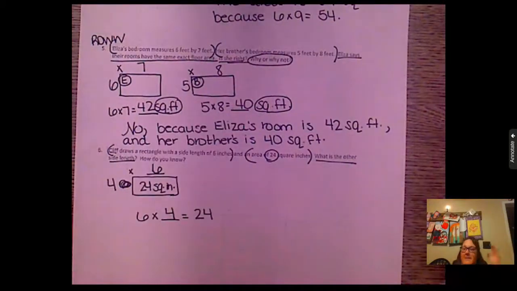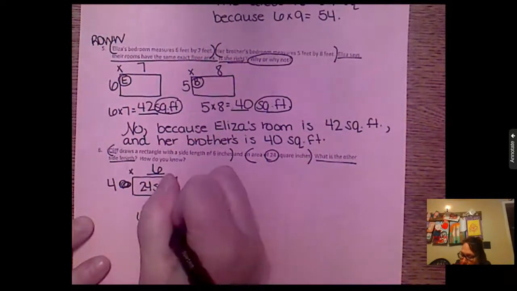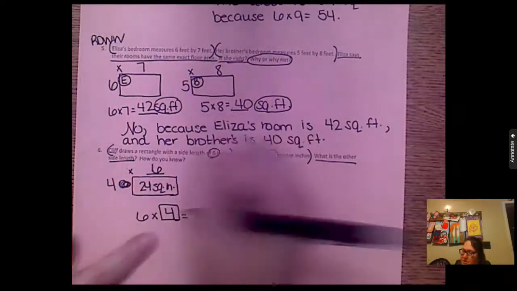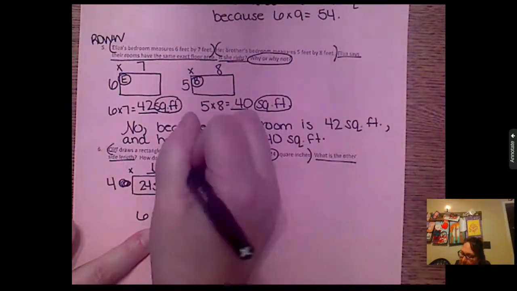It doesn't really matter in the grand scheme of things. Our picture is just helping us to get our answer. But if I want my picture to represent the long side and the short side, that's kind of what I'm going for there. Okay. So what is the other side length? So here's what we found right here. We already knew the 6, so the other side length is 4. And then it says, how do you know? So we have to explain it.